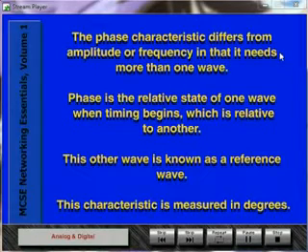The phase characteristic differs from amplitude or frequency in that it needs more than one wave. Phase is the relative state of one wave when timing begins, which is relative to another. This other wave is known as a reference wave. This characteristic is measured in degrees.